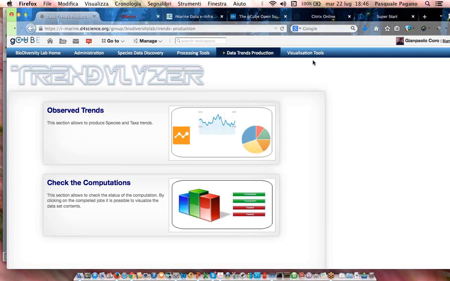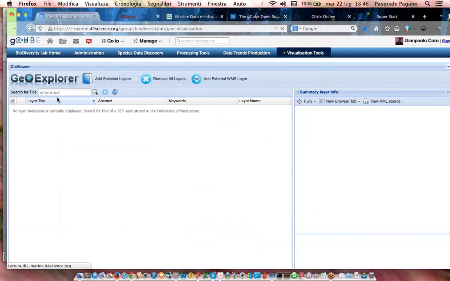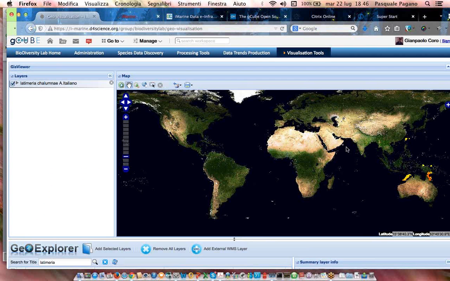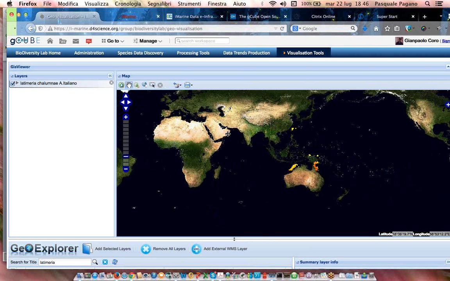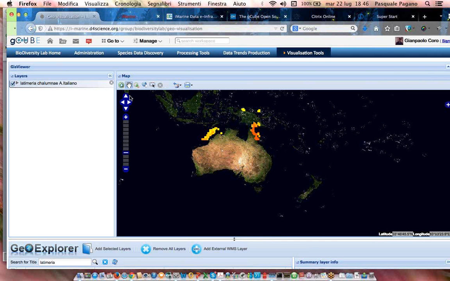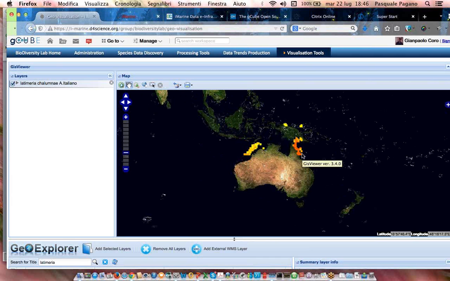Otherwise, here we have the Trendalizer system that was developed in collaboration with UNESCO, which I was talking about previously, and facilities to explore the geospatial data that we host in the infrastructure. We have this interactive map to explore the maps that have been produced maybe by means of a certain model through the processing tools. So this is a very rapid show of our capability, and now we are open to questions.